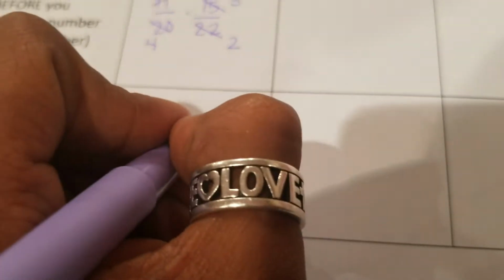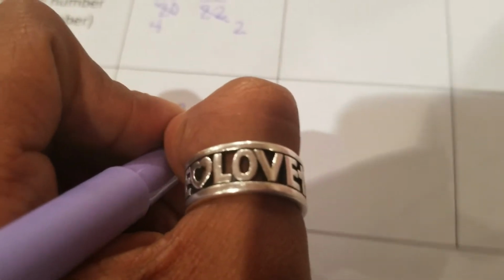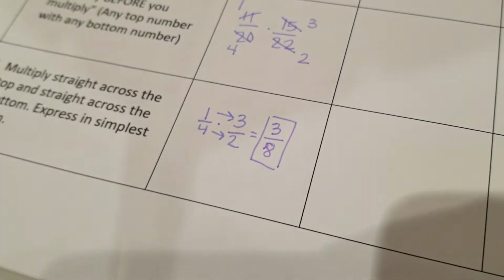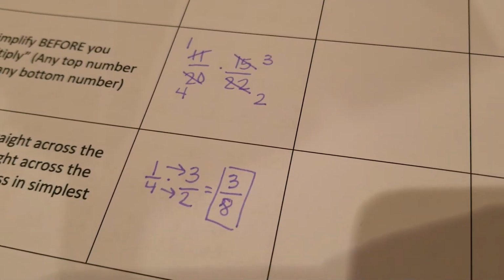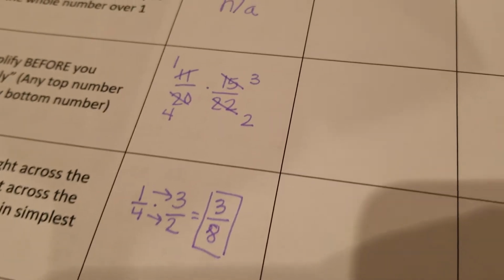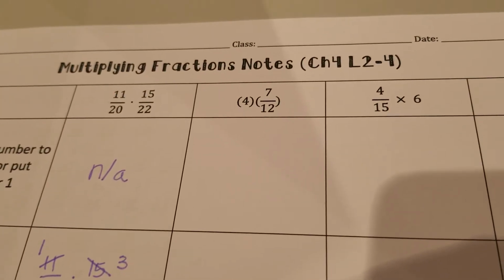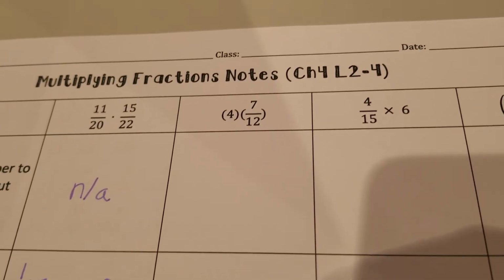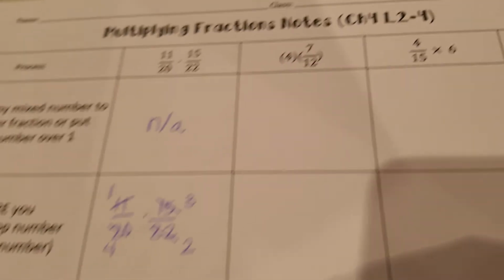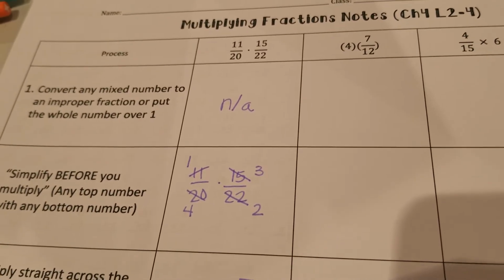1 times 3 is 3. 4 times 2 is 8. So this is our answer in simplest form. It's not improper, so that is the final answer. Okay. Question 2. 4 times 7 over 12. So again, question 1. Do we have a mixed number?